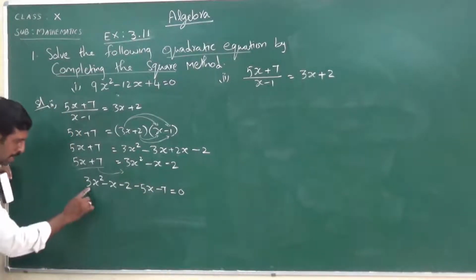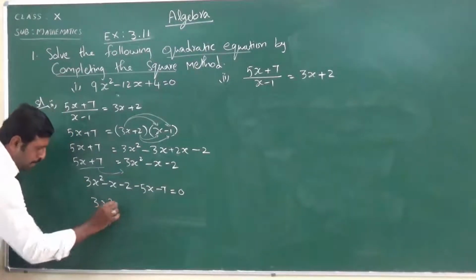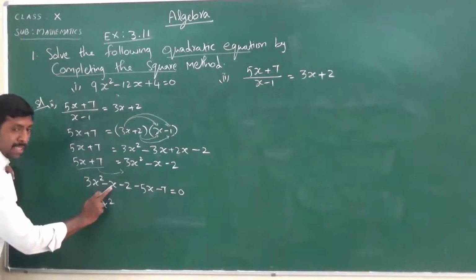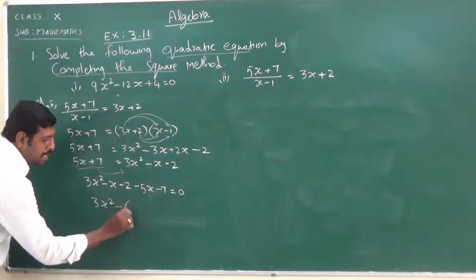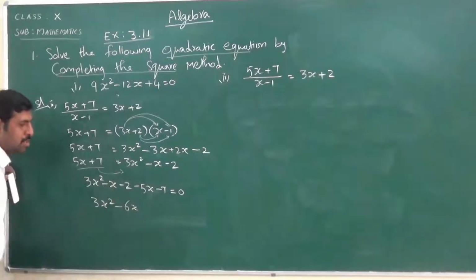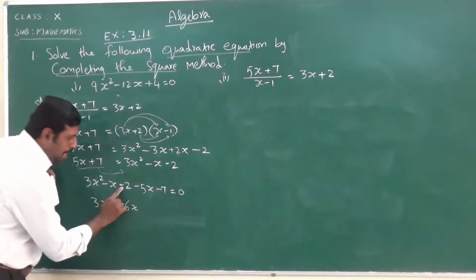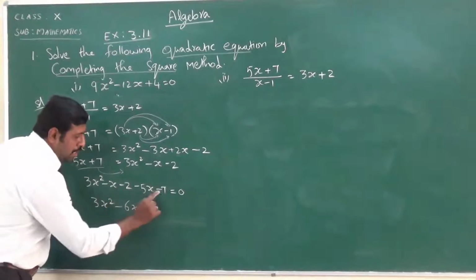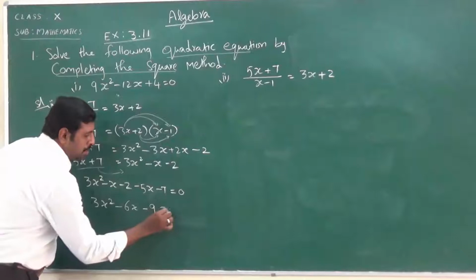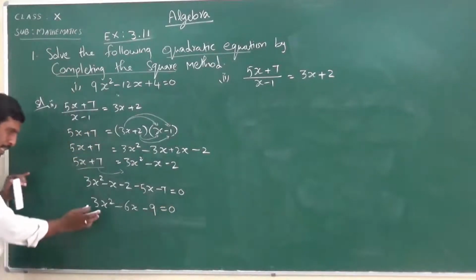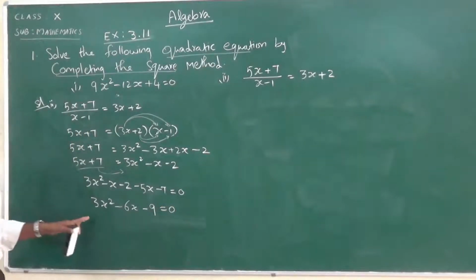Now simplify this. 3x square. Here we have minus x. Here we have minus 5x. If you add, we get minus 6x, because both are in the negative symbol, you must add them. And then minus 2 here, and here we have minus 7. Both have negative symbols. Add the two terms, we get minus 9. Now it is in the standard form of a quadratic equation.